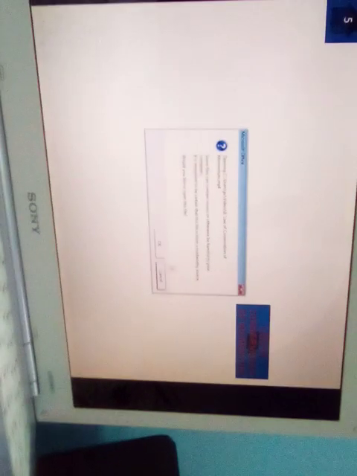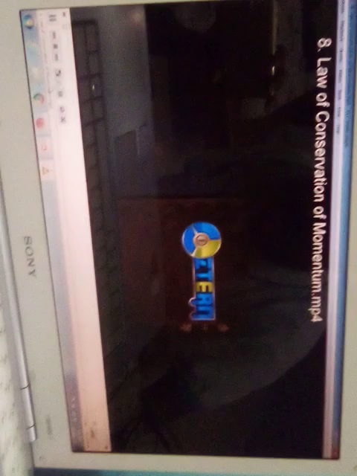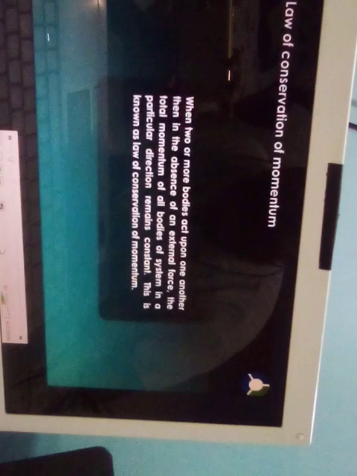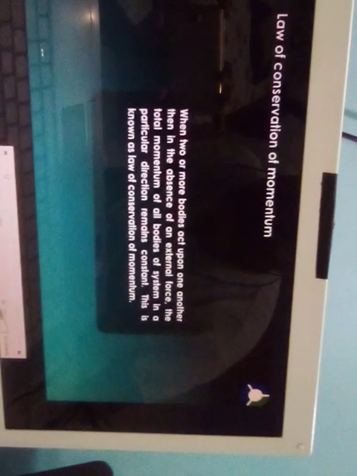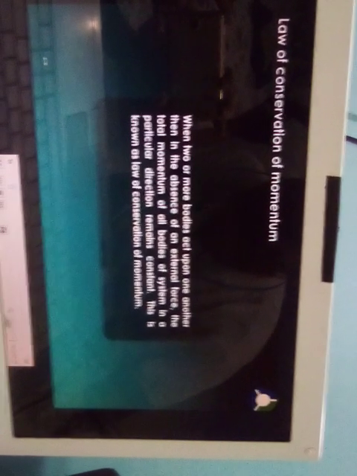First you write what is the law of conservation of momentum. I think you draw the diagram, but first we see the law of conservation of momentum. When two or more bodies act upon one another, then in the absence of an external force, the total momentum of all bodies of the system in a particular direction remains constant. This is known as the law of conservation of momentum.